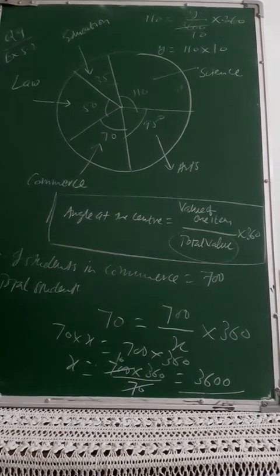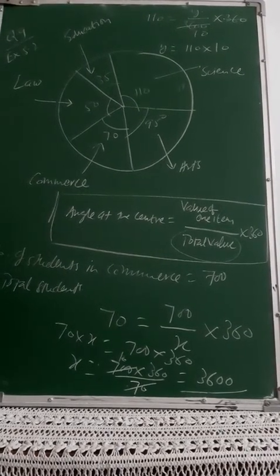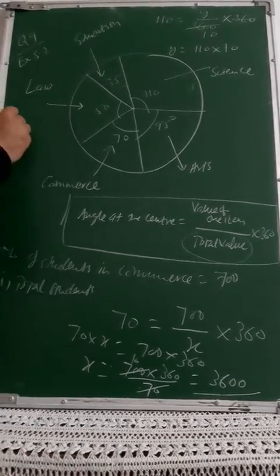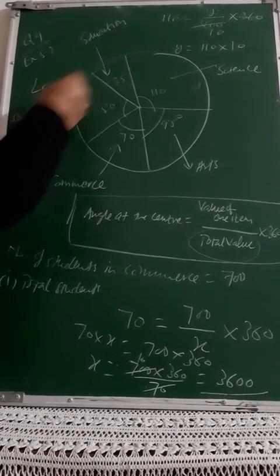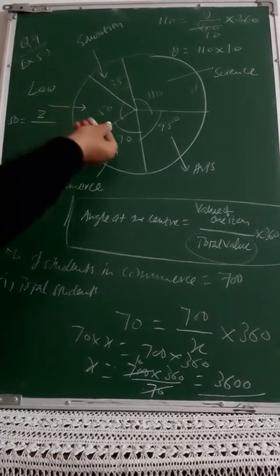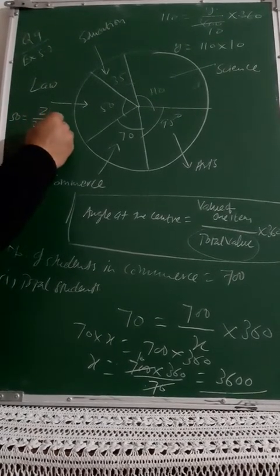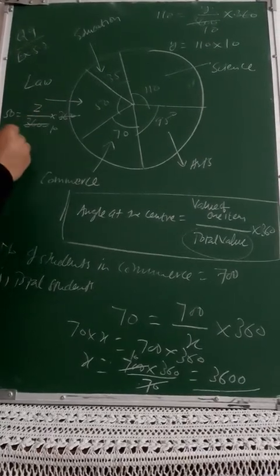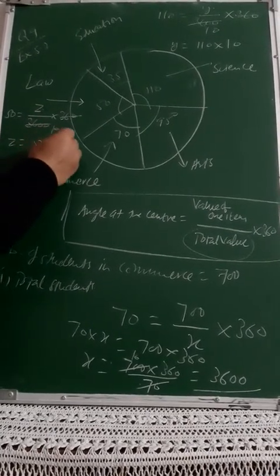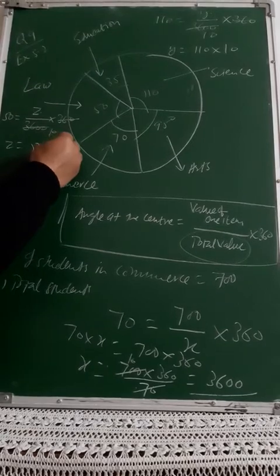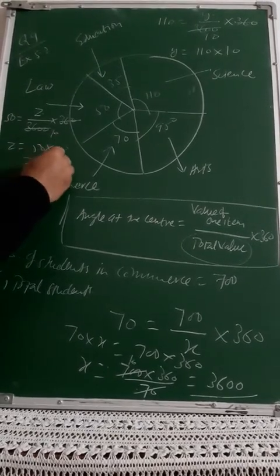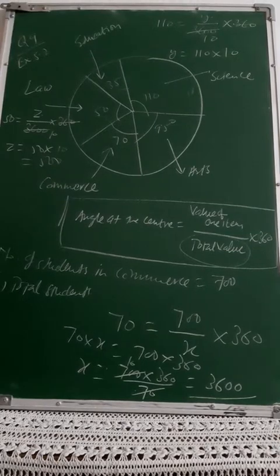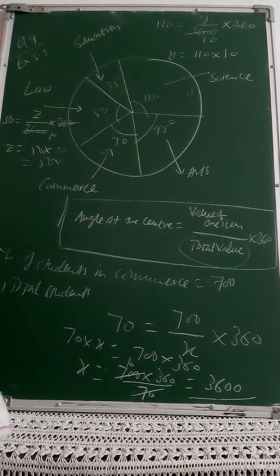Similarly, you can go for the students in law. For law, the angle is 50 degrees. So 50 is equal to, suppose the number of students in law is z, out of 3600 into 360. Again you cancel it. So z will be equal to 50 into 10, that is 500 students. And the ratio you can calculate as 1100 upon 500, so it becomes 11:5.